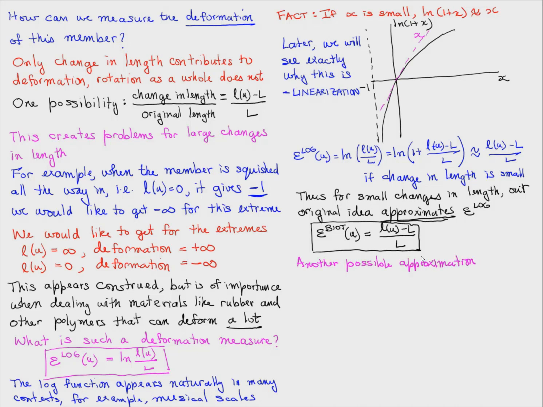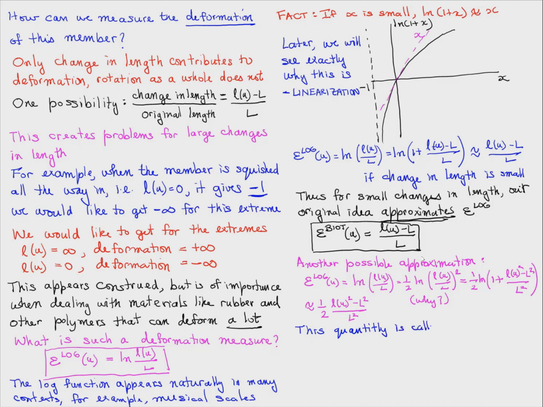Another possible approximation of epsilon log is like this. We write epsilon log as 1/2 of the log of L of u over L squared, which again we can write as log of 1 plus this quantity. This approximation is called the Green-Lagrange strain, which we define as epsilon GL of u is 1/2 L of u squared minus L squared divided by L squared.